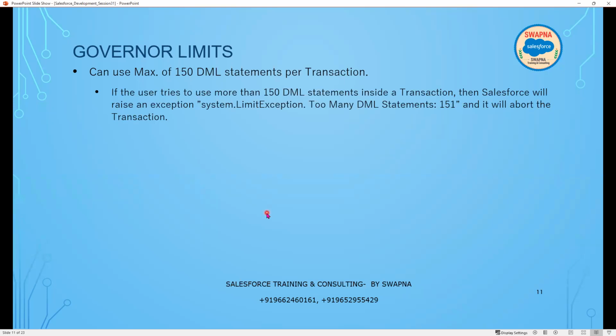In case it goes more than 150, for example, if you have written so many DML statements in a single transaction and it crosses 150 DMLs, you will see an error called System.LimitException: Too many DML statements: 151. This is the error you are going to receive, and it will abort the transaction. It will not execute it.